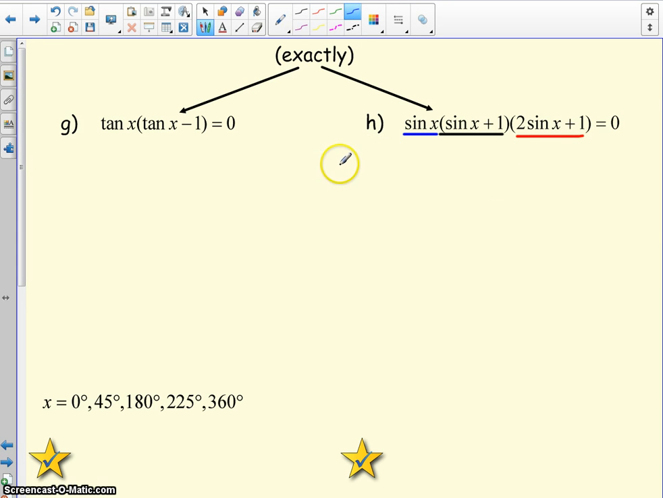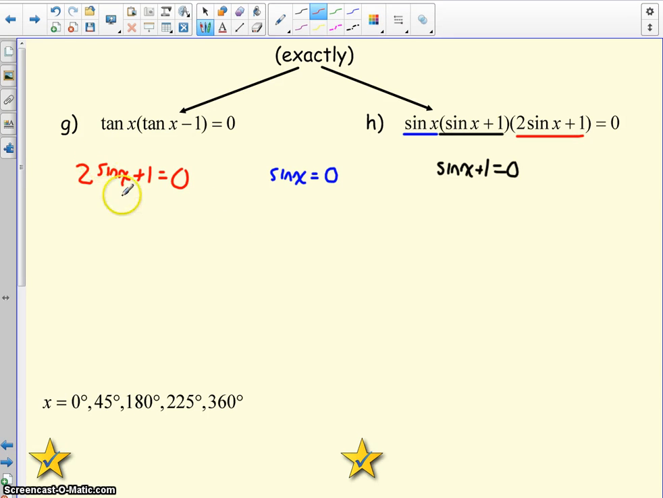So the blue one here tells us that we're trying to solve sine x equals 0. Okay, the black one tells us we're trying to solve sine x plus 1 equals 0. Okay, and I'll put the red one over here, which tells us that 2 sine x plus 1 equals 0. Okay, so all these are 3 different equations we have to solve using the methods we've already been using for the past few examples. So let's do them one at a time.